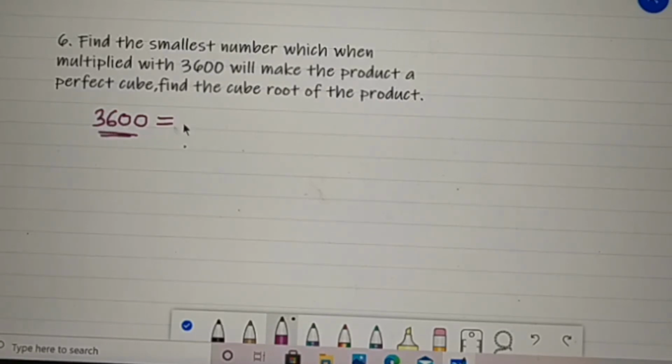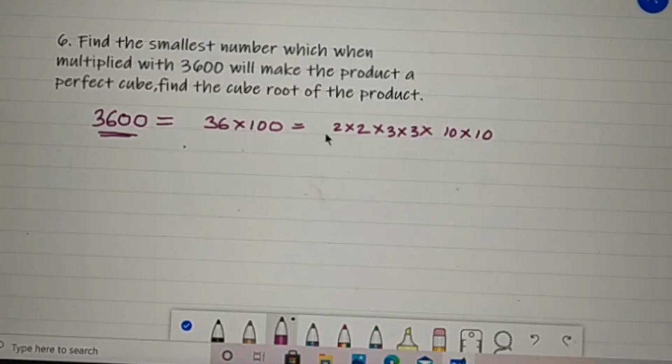We know 3600 is 36 into 100. Again 100 is 10 tens are 100, and 4 nines are 36. So 4 is 2 into 2 and 9 is 3 into 3. 4 nines are 36 and 100 is 10 into 10. So when you take out the prime factorization of 3600, you will get this. You can find the prime factorization your own way.